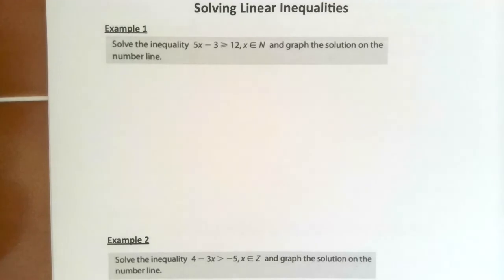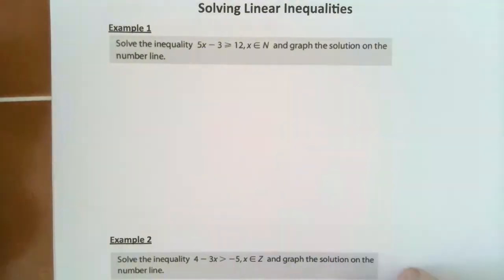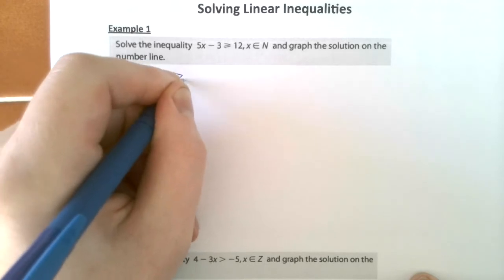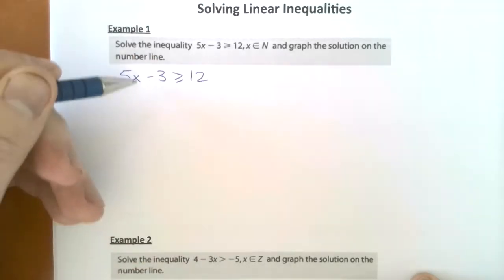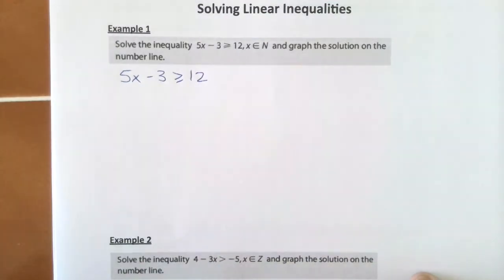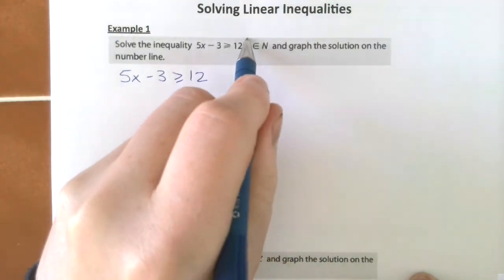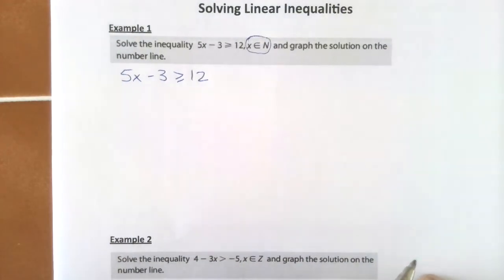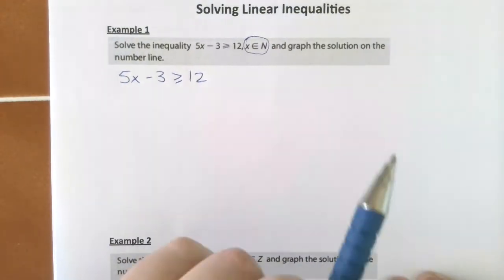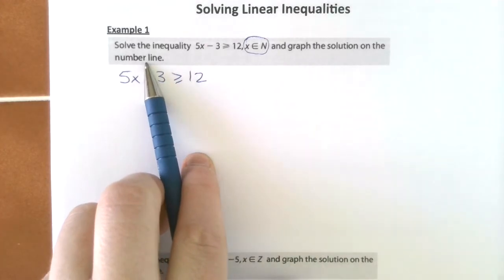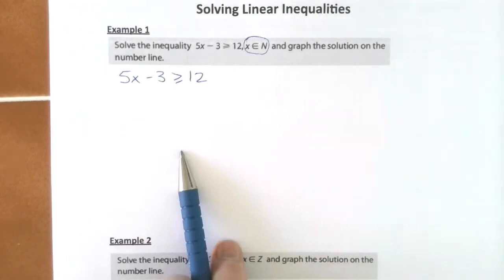So we're going to break this question down into a few different parts. The equation itself, 5x minus 3 greater than or equal to 12, you will solve normally while treating the sign in the middle like an equal sign. This part, which says x is an element of N, means x is a natural number. And then we have to graph the solution on a number line. So that's what we're going to do at the very end once we figure out what the x is.